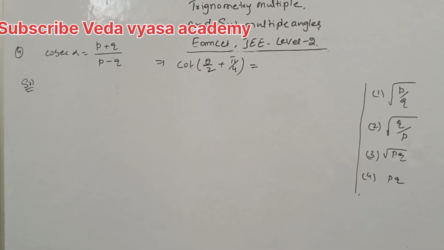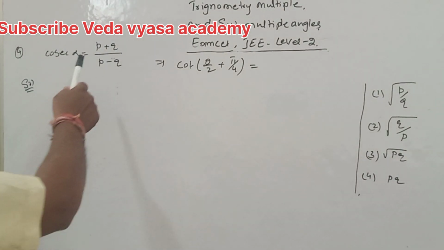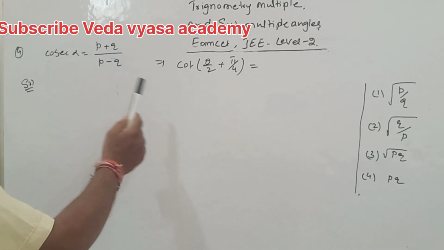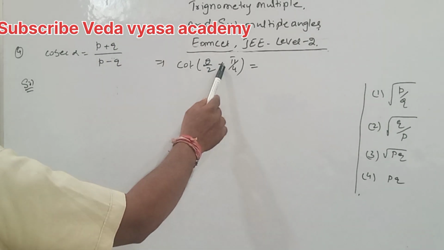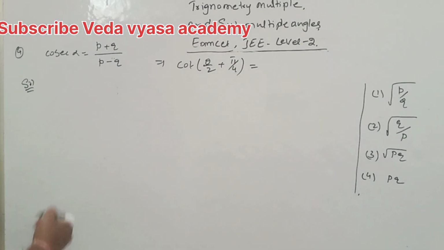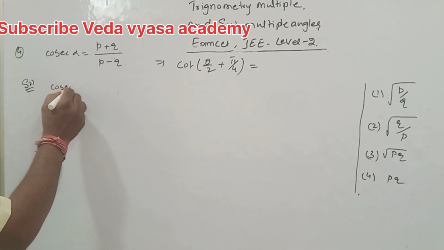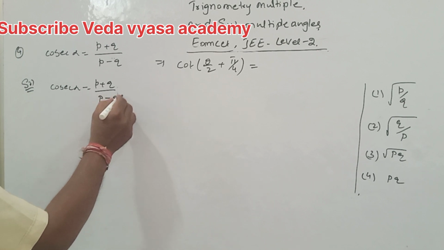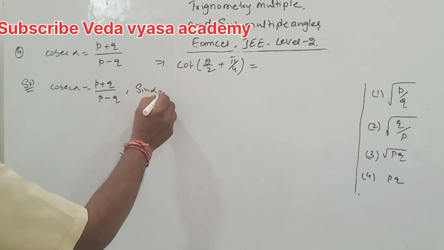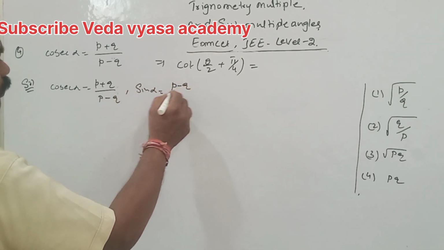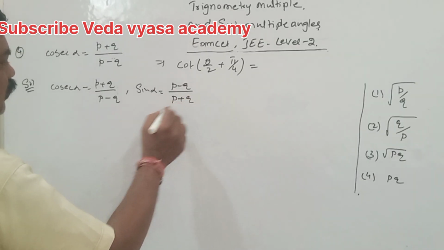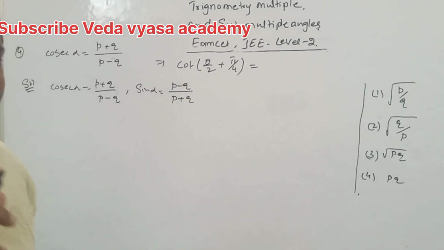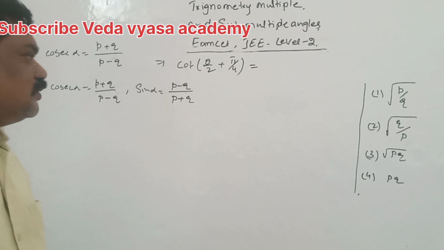Here we have the problem. Cosec alpha is equal to (p plus q) by (p minus q). Find cot of (theta by 2 plus pi by 4). So cosecant alpha is equal to (p plus q) by (p minus q). But sin alpha is equal to what? (p minus q) by (p plus q). Why? Because cosecant alpha and sin alpha are reciprocal to each other.